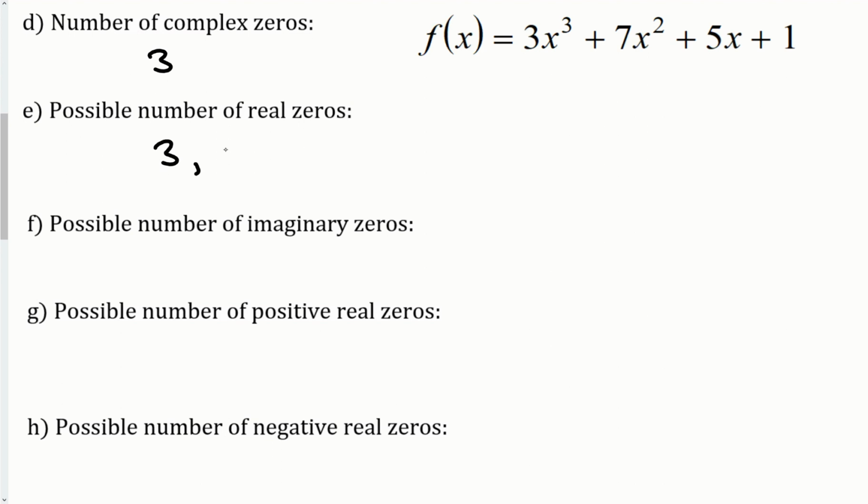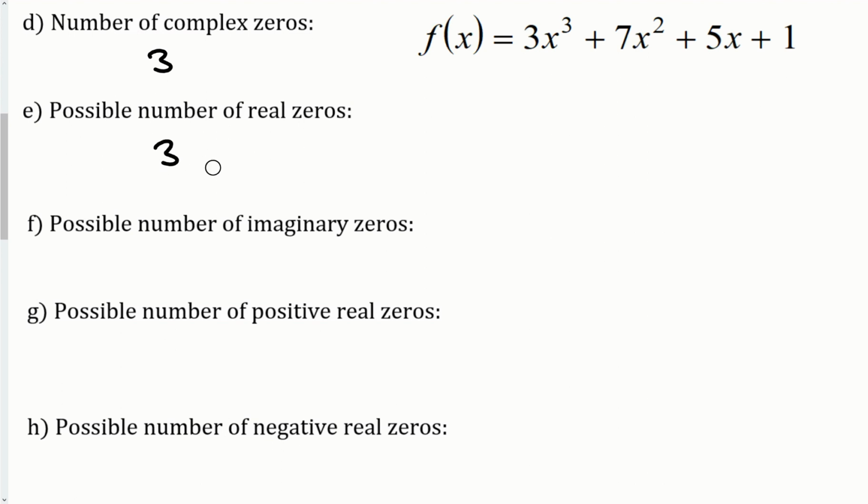Okay? Could 2 of them be real? Well, let's think about that for a second. If 2 of the answers were real, then what's the other one? Because there's going to be 3 answers. If 2 are real, that means the other one's imaginary. And we should remember that imaginary numbers have to come in conjugate pairs. So you can't have 2 real answers and 1 imaginary answer. So this is not possible.